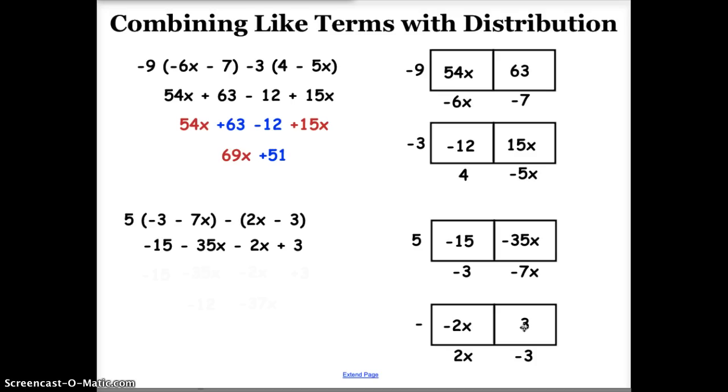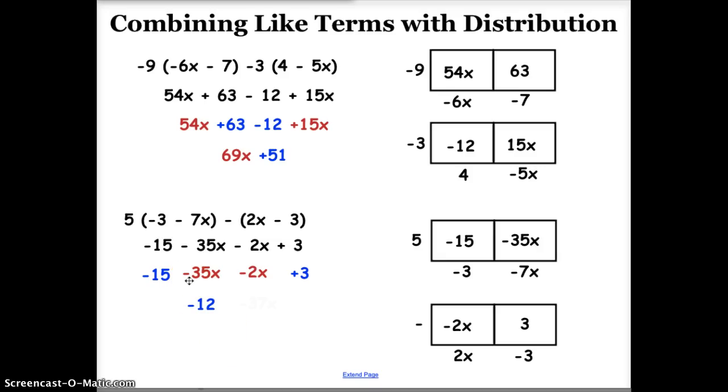Now I've got to combine like terms. So in my like terms, I have a negative 15 and a positive 3. Those are both numbers. And on the other ones, I have a negative 35x and a negative 2x, excuse me, and those are both my variables. So now when I combine them, I'm going to take negative 15 and positive 3. And if I do that, I end up getting negative 12.